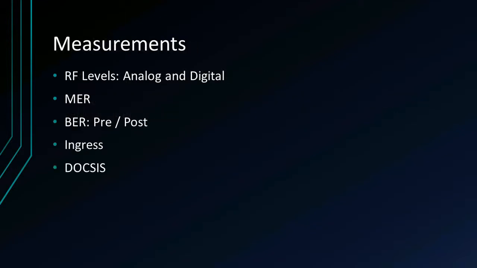Measurements. We must be familiar with these types of measurements: RF power levels, such as dBmV, MER, or modulation error ratio, BER, or bit error rates, both pre and post. Ingress, which is when either the cable TV signal is leaking out of the cable or is getting interference from other sources such as cell phones or other RF sources. And DOCSIS, not used in the hotel but should be known, only used for cable modem signals.